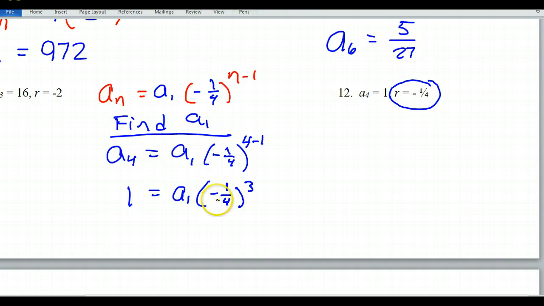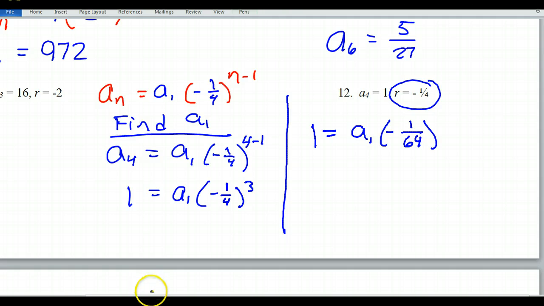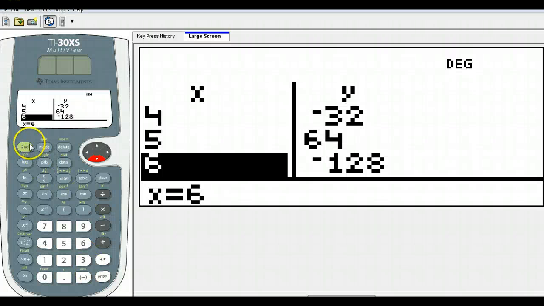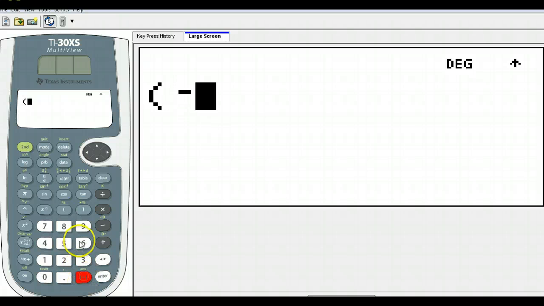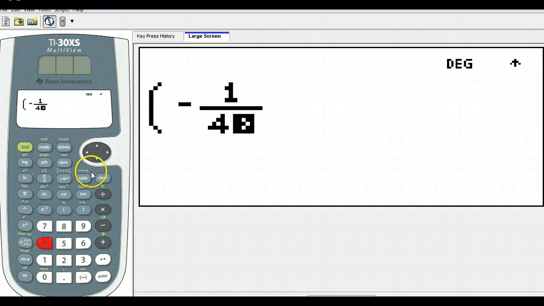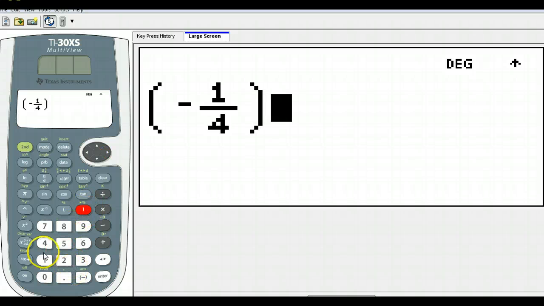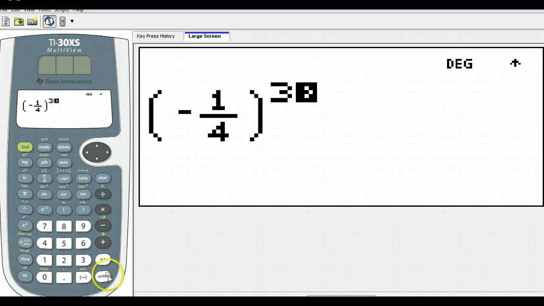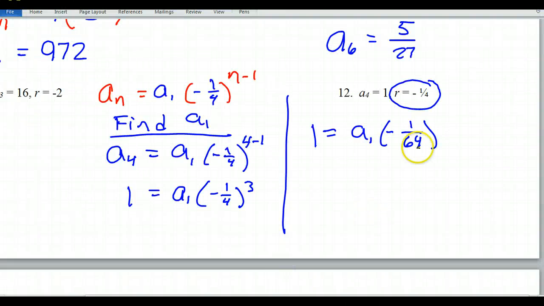Okay, so I can solve this. If I go ahead and do the third power, I'm going to have 1 equals A1 times... Now look, if you do a negative number to the third power, it's going to stay negative. 1 to the third power is just 1. 4 to the third power is 64. If you did not know that, you could just put it in your calculator: -1/4 to the third power. That gives you -1/64.